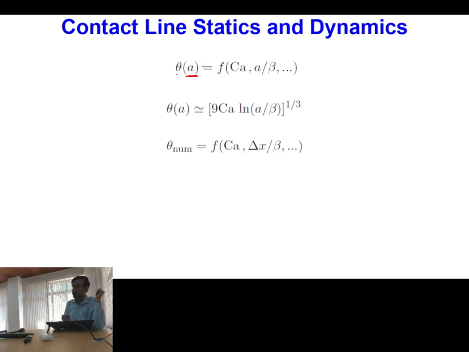So that is the reason when we use the contact line dynamics, we define theta at some location a away from the contact point, and that is nothing but a function of capillary number and a by beta, where a is almost the distance of the order of one cell size, which is close to the wall. Because when you are imposing some boundary condition, you have to impose it at the contact point. According to that, the drop will be behaving.